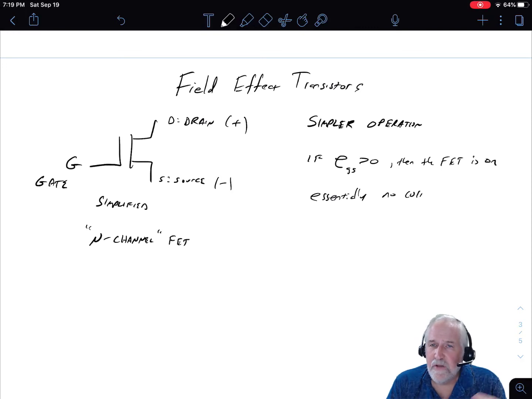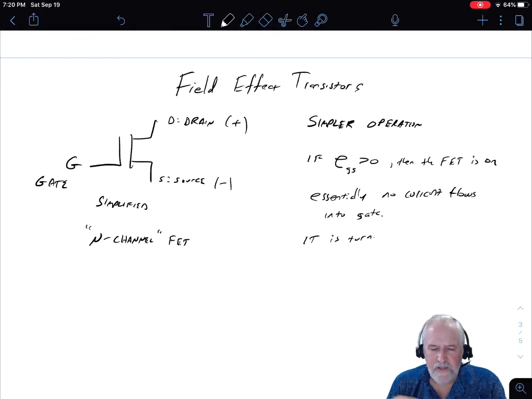It's very analogous to the BJT I was showing, which is called an NPN BJT. They have families. Both of these have opposing ones called a p-channel FET or a PNP. We won't talk about that right now.